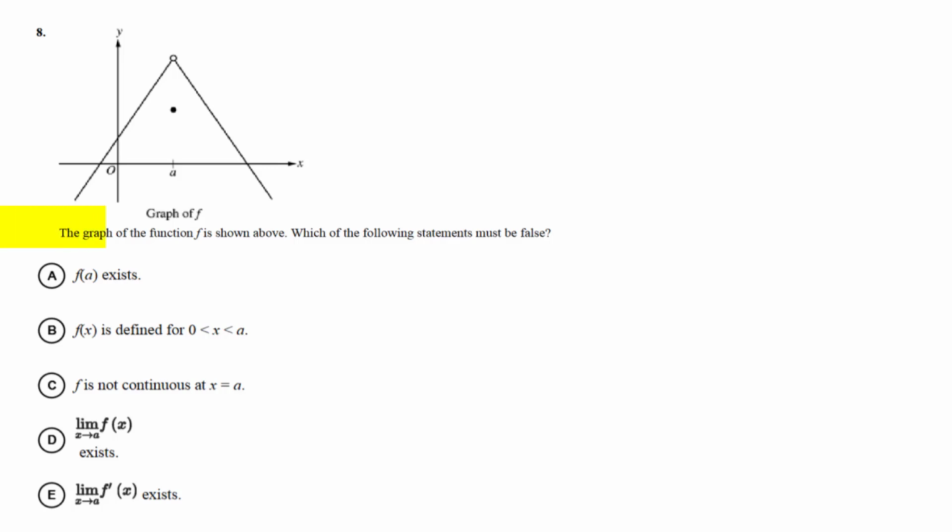This problem says the graph of the function f is shown above. Which of the following statements must be false? Let's use the process of elimination to solve this problem. So option A says f of a exists.